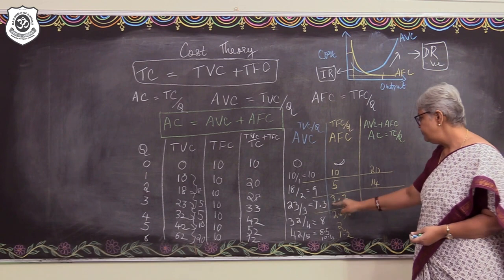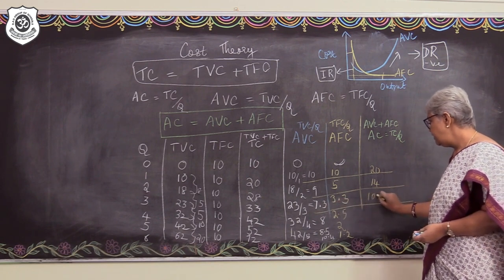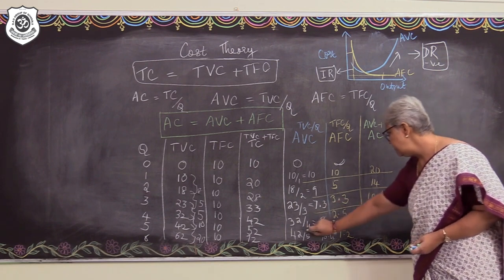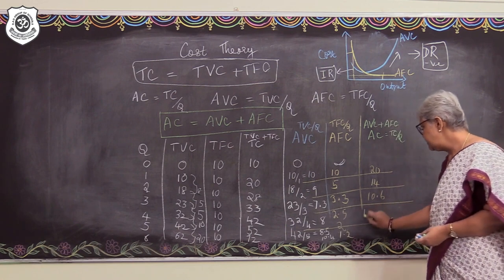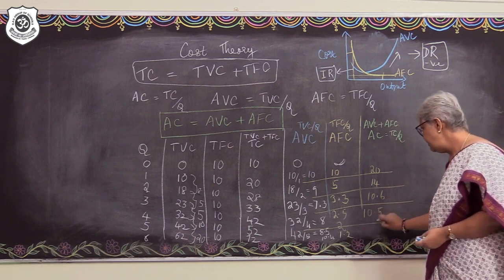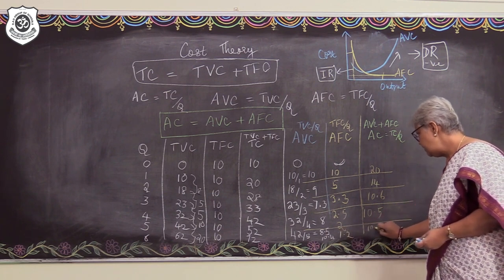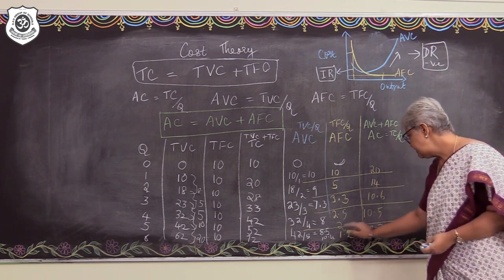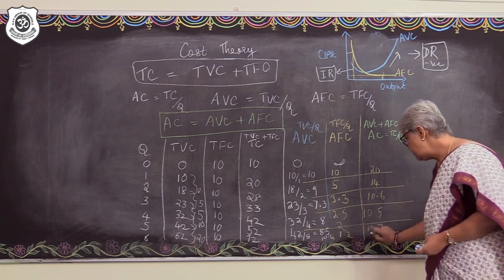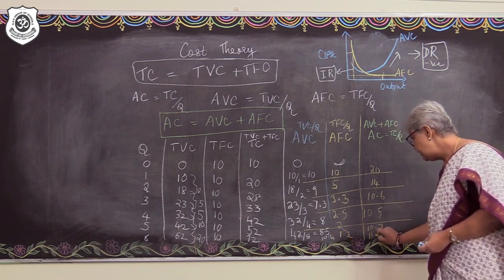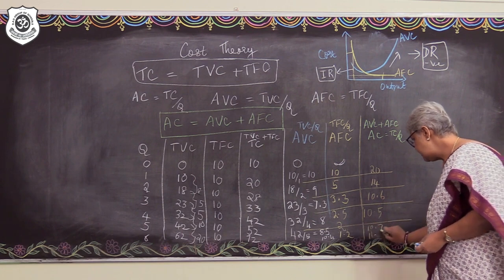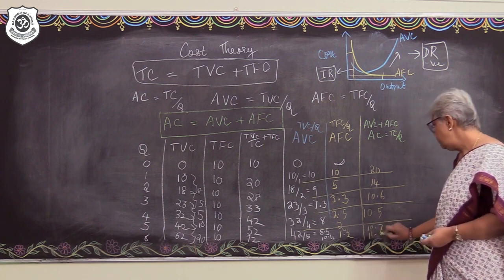And then the next level, right? So that's going to be 10.6, fine? And then the next level, that's going to be 10.5, right? And then the next level is going to be 10.7, right? And then the next level it is going to be 11.6. So what do you see here?